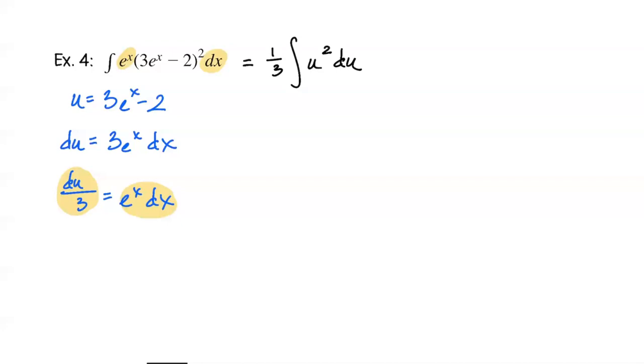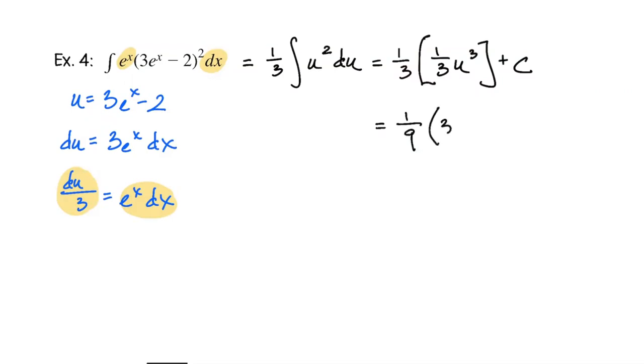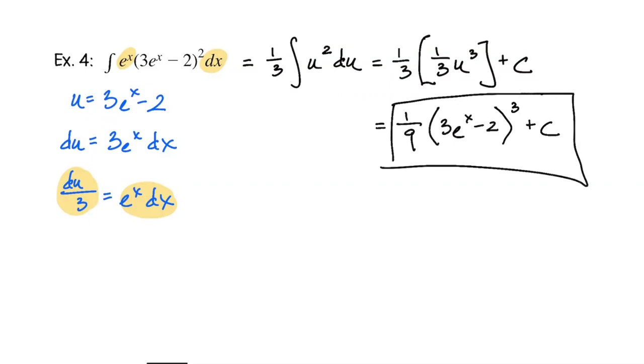Okay. But check this out. We did this u sub. Turns out all we need is power rule. Well, that's a very nice way to start off the morning, right? So we're going to have 1/3 u to the 3rd plus c. And so my coefficients become 1/9. But everywhere I see a u, I'm going to put 3 plus e to the x minus 2, cubed, plus c.